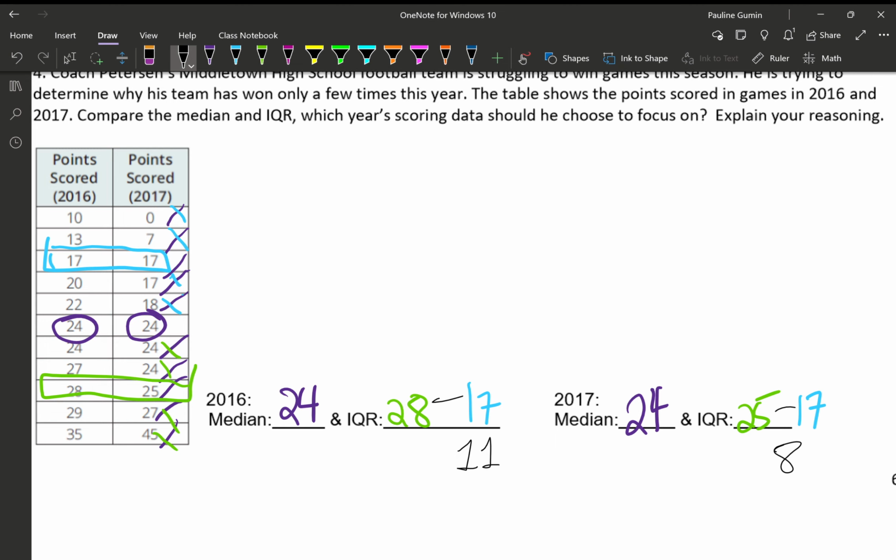They were less consistent. For 2017, the IQR is smaller. That means the data was closer to the median. So I would say 2017's team was more consistent. 2016, we should focus on their team and the points scored, the games, etc., because their data was way more spread out from the median. And now I know you see that in 2017, one game was scored 0, but the rest of the games were way more consistent. Okay? That's my reasoning. I hope that made sense to you.